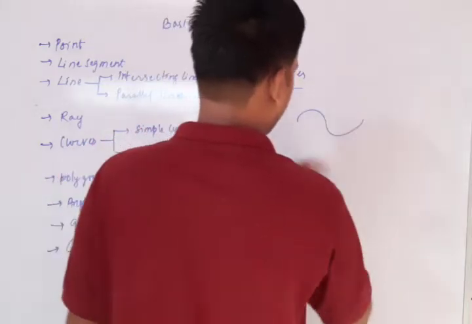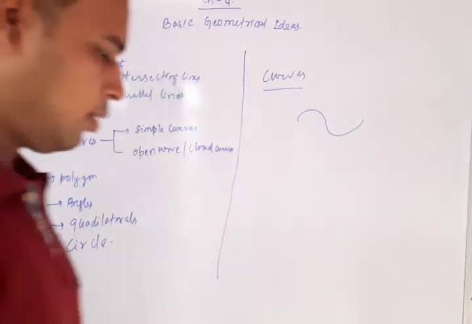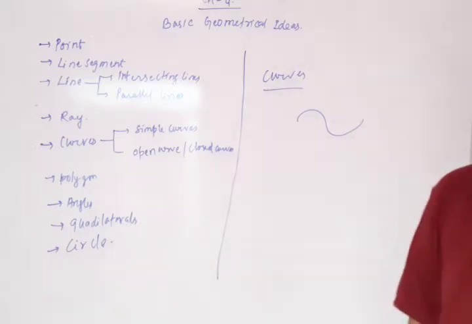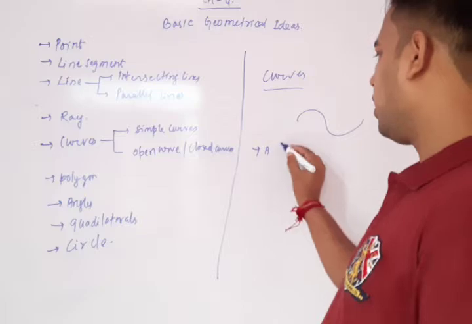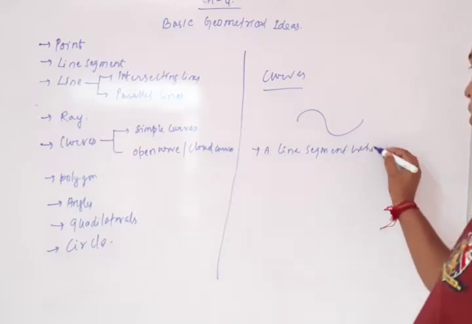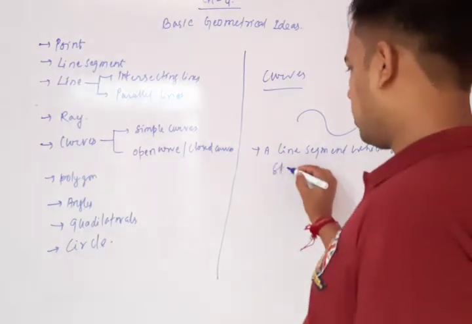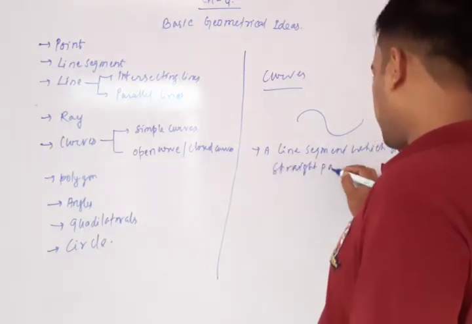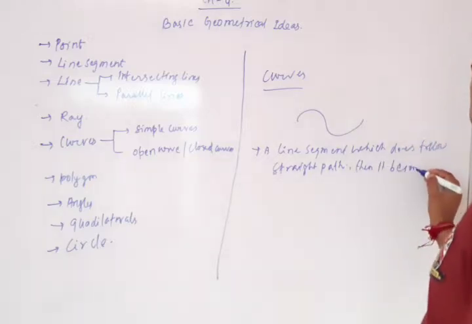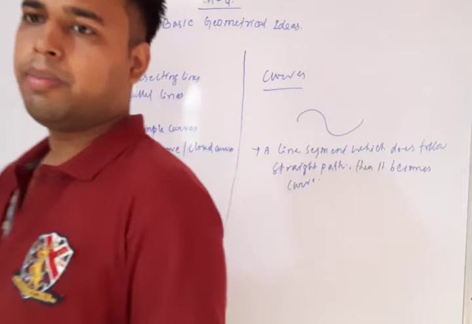Curves, this is the figure of curve. A curve forms when a line segment does not follow a straight path. Means a line segment which does not follow a straight path. If it does not follow a straight path, then it becomes a curve. Understood?